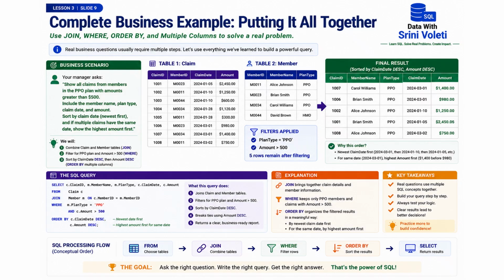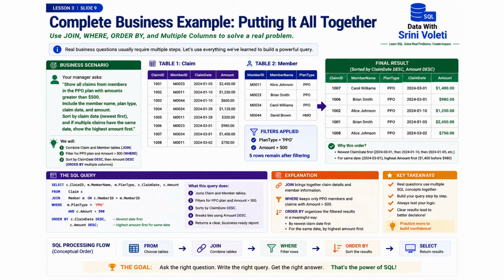At the beginning of this lesson, we started with a simple business question. Now look at what you are able to do. You can combine tables, filter exactly the data you need, organize it professionally, and deliver the report that answers a real business question. That's exactly what SQL professionals do every day. Working together, these clauses transform raw data into a clear, business-ready report that answers the manager's question.